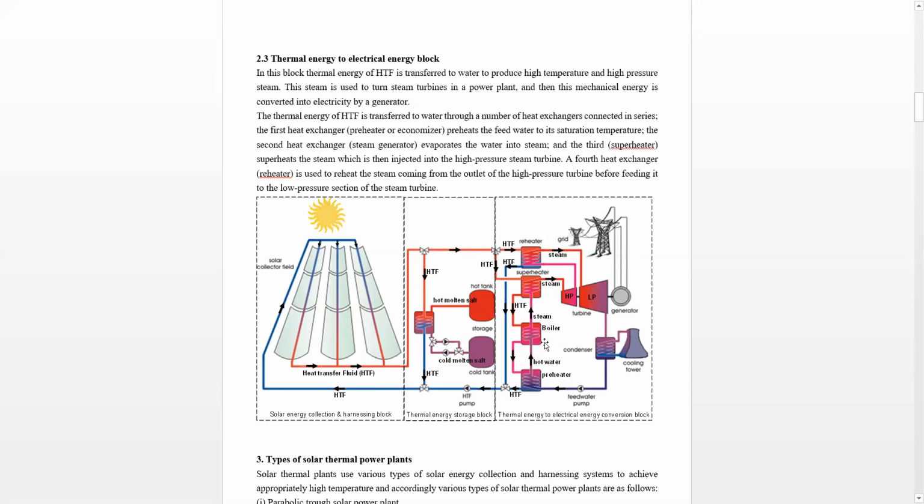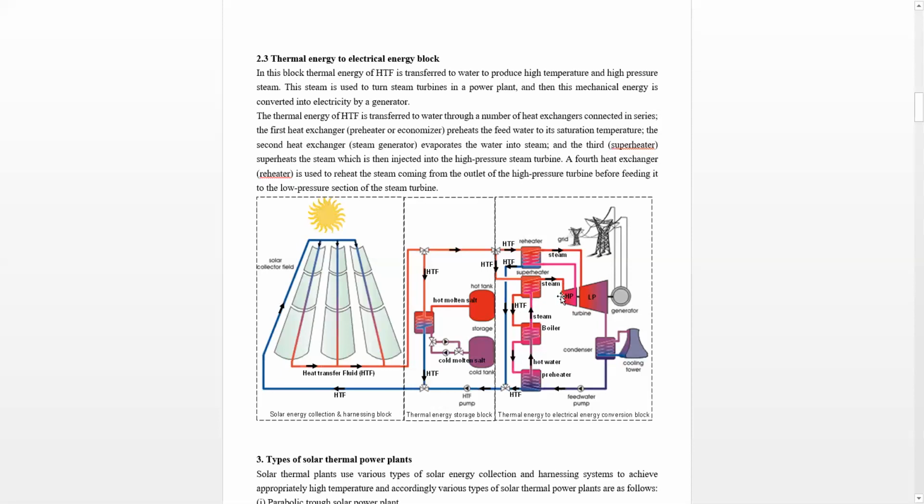Now this hot water goes to the boiler. In the boiler, this hot water further gains the heat from this heat transfer fluid and gets converted into steam, and then the steam goes to the superheater. In the superheater, the steam receives further heat from the heat transfer fluid coming from this direction, and the steam is converted into superheated steam. Now this superheated steam goes to the high pressure stage of the turbine.